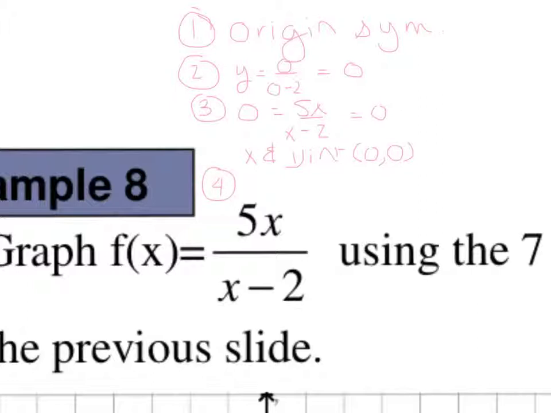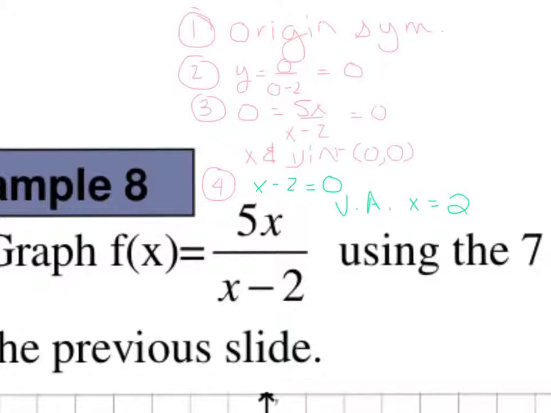Let's find our vertical asymptote. How do I find that? Whatever makes this undefined, so long as it doesn't reduce from the numerator, is a vertical asymptote. So x minus 2, nothing reduces it in the numerator. So x minus 2, set that equal to 0. x equals 2 is your one and only vertical asymptote.